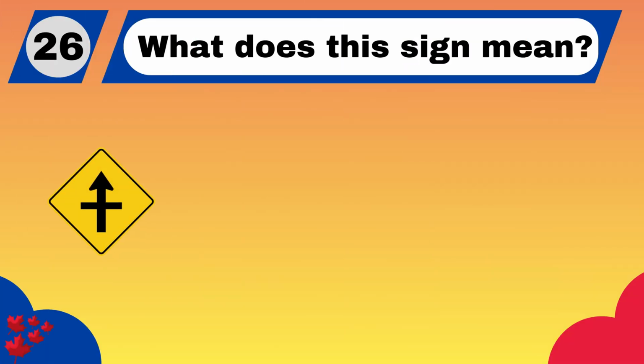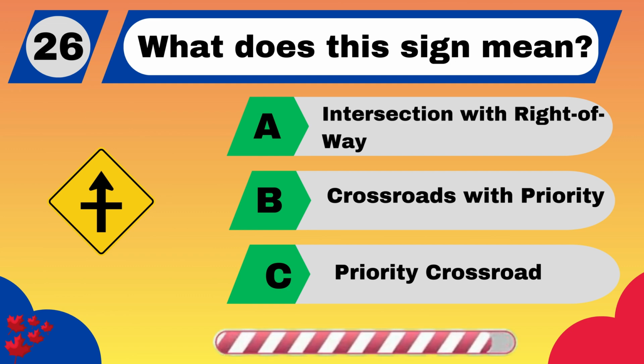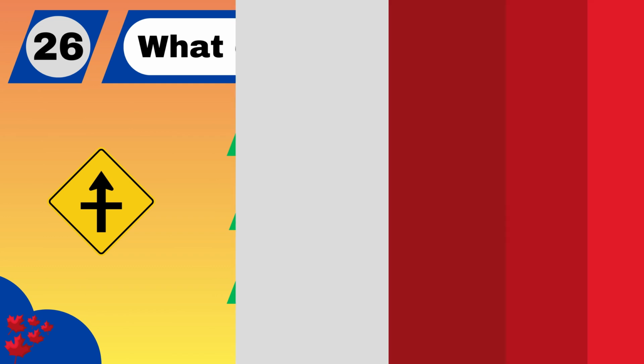Question 26. What does this road sign indicate? A. Intersection with right-of-way. B. Crossroads with priority. C. Priority crossroad. Correct. B. This sign means that crossroads with priority are ahead.